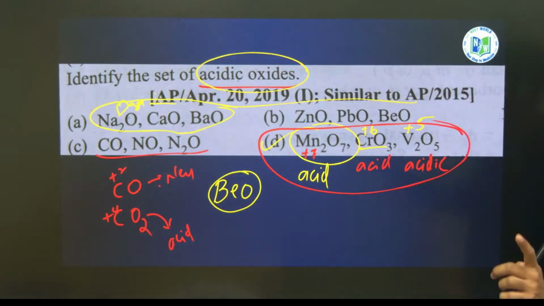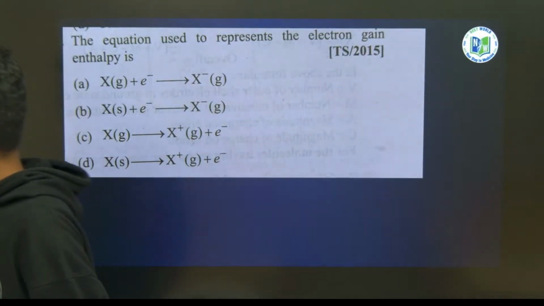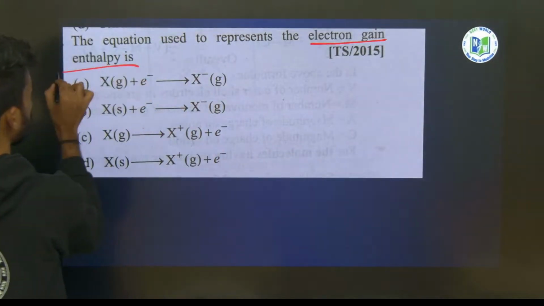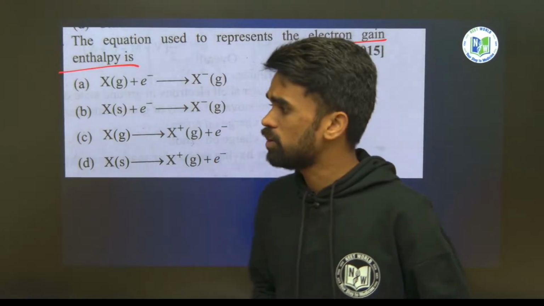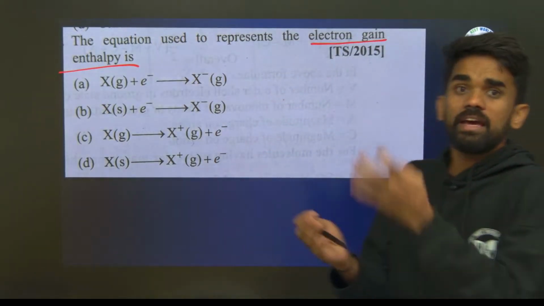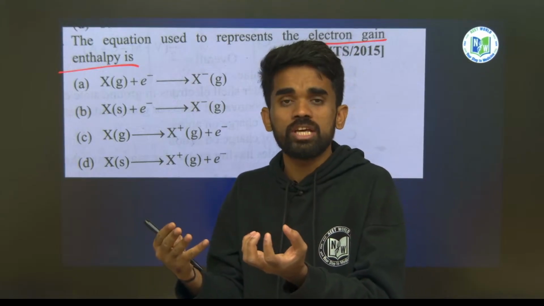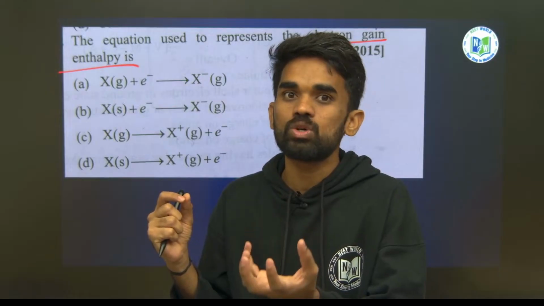Okay, right. If this is clear, let us move forward. Again, one more simple question here from electron gain enthalpy. Tell me, which is a proper indication of electron gain enthalpy? How can you define electron gain enthalpy? The amount of energy released or absorbed, or enthalpy change, when an electron is added to a neutral gaseous isolated atom.